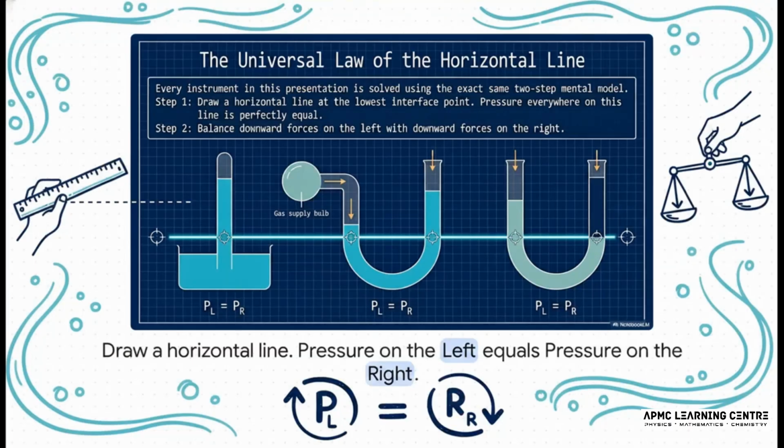So here it is, the big secret. The rule is simply this. If you have a single, continuous liquid, the pressure at any 2 points on the same horizontal level is always equal. That's it. Pressure on the left equals pressure on the right. That's the whole game. All you have to do is find the lowest point where the liquids meet, draw a horizontal line right through it, and then just balance everything that's pushing down on the left side of your line with everything that's pushing down on the right.